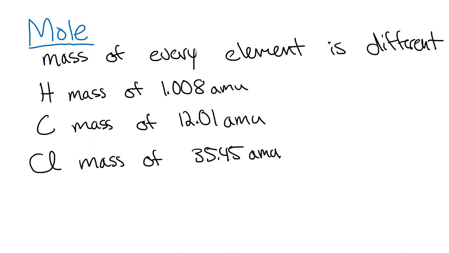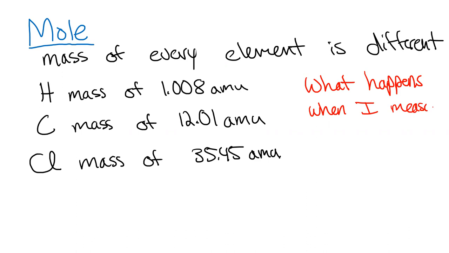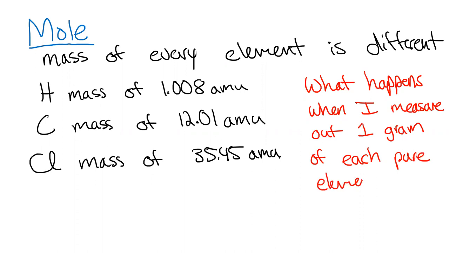That means that the mass of each of these three different particles is significantly different. Does that make sense so far? Okay, now, if that makes sense so far, ask yourself this question. What happens when I measure out 1 gram of each pure element?